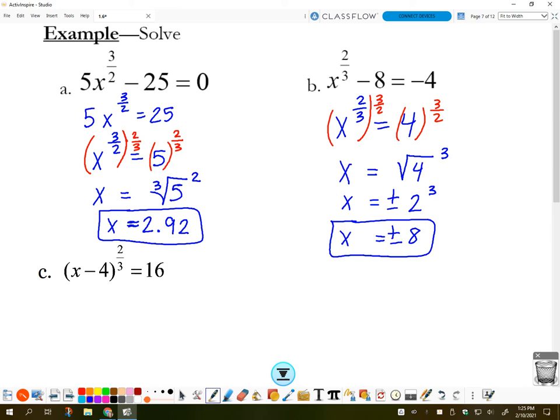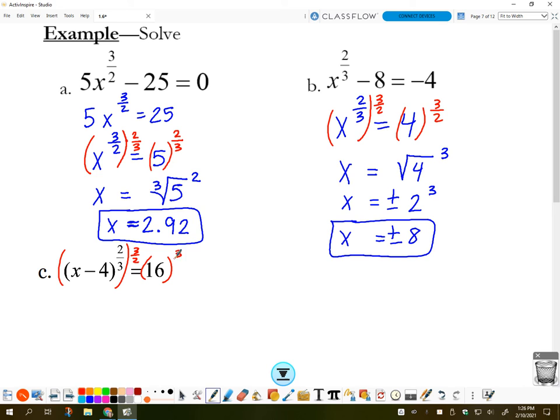The next one, if we plug in a positive 8, 8 to the 2/3 power is 4. 4 minus 8 is negative 4. If we plug in a negative 8, negative 8 to the 2/3 power is positive 4. Minus 8 is negative 4. So both of them work. Alright, so for the next one, we need to raise this to the 3/2.